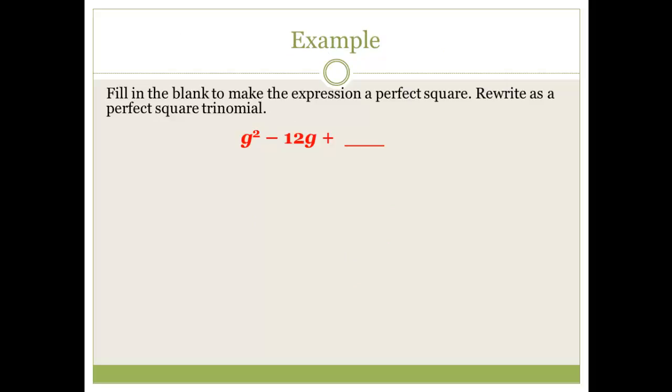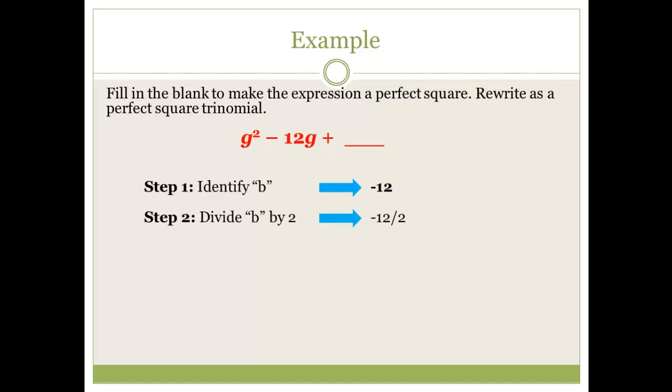Example: fill in the blank to make the expression a perfect square. Rewrite as a perfect square trinomial. Step 1 is identifying our coefficient b to be -12. Step 2 is to divide b by 2, so we take -12 divided by 2. Our answer is -6. Step 3 is to square b over 2, giving us 36.